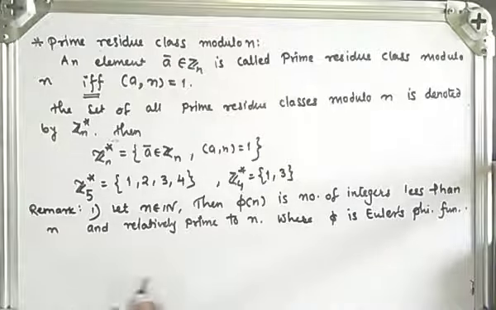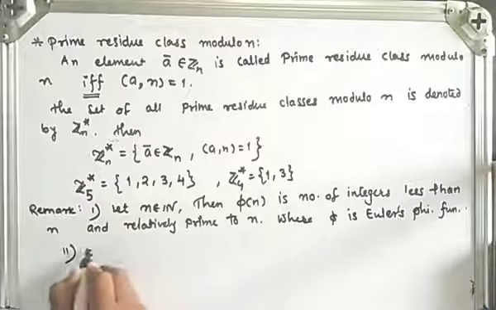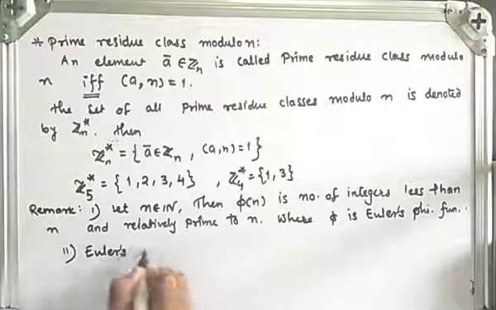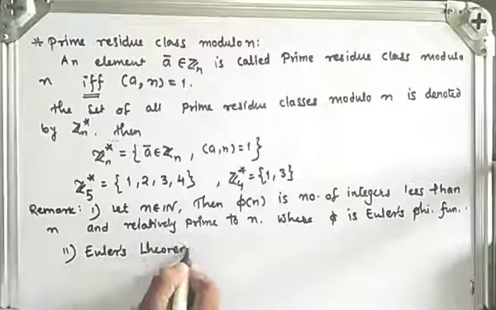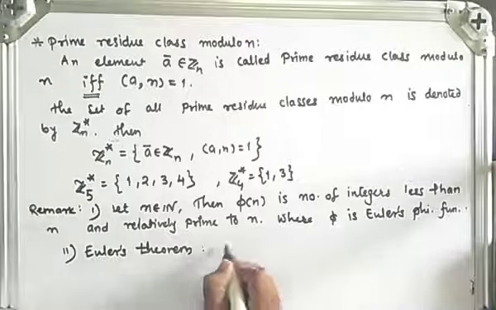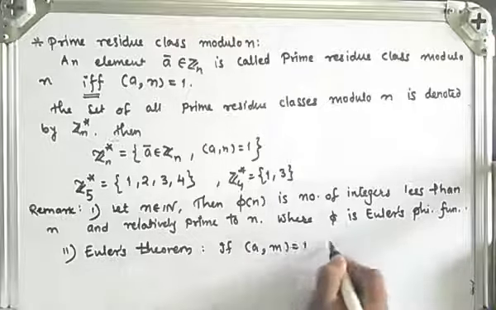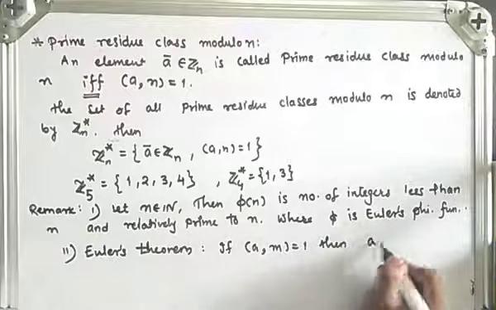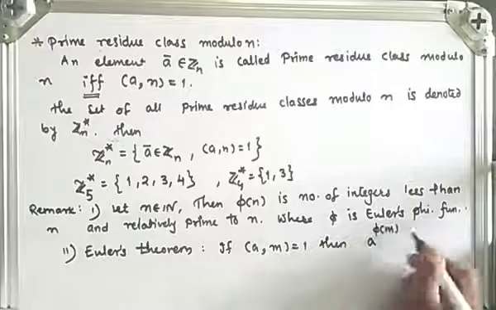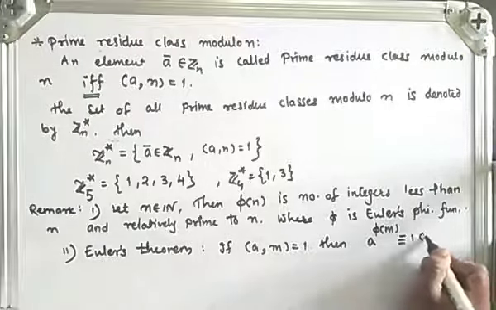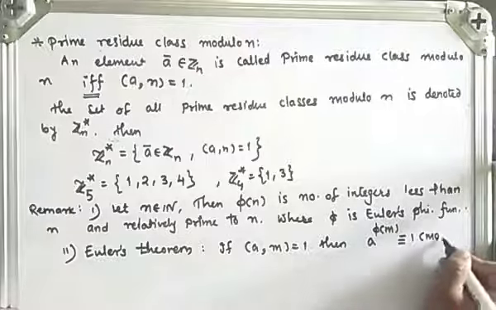And we have seen Euler's theorem, that if GCD of a and m is equal to 1, then a raised to phi of m is congruent to 1 modulo m. Second is Euler's theorem: if GCD of a and m is 1, then a raised to phi of m is always congruent to 1 modulo m.